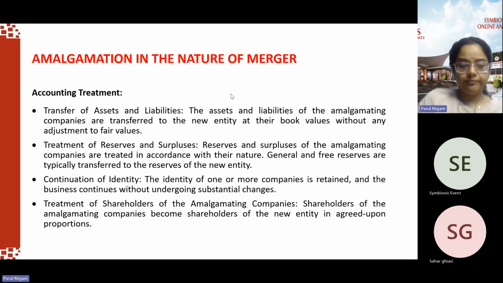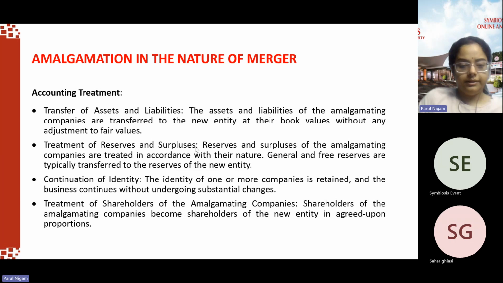Then accounting treatment. What happens in the nature of merger? First of all, transfer of assets and liabilities will happen for sure, in nature of purchase also, and in nature of merger also. The assets and liabilities of the amalgamating companies are transferred to the new entity at their book values without any adjustment to fair values. Then we have treatment of reserves and surpluses. Reserves and surpluses of the amalgamating companies are treated in accordance with their nature. General and free reserves are typically transferred to the reserves of the new entity.